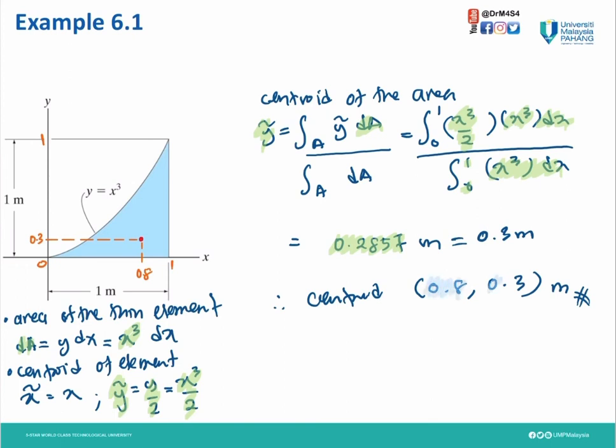Therefore, we get our centroid is 0.8, 0.3. So we need to identify where this point is on our graph. On the x-axis 0.8, so here is 0.8, while for y is 0.3. So here is our centroid with the coordinates of 0.8, 0.3 on the x and y axes respectively.